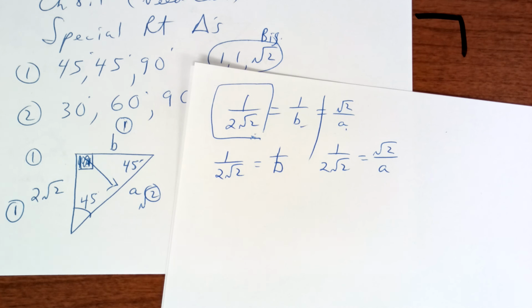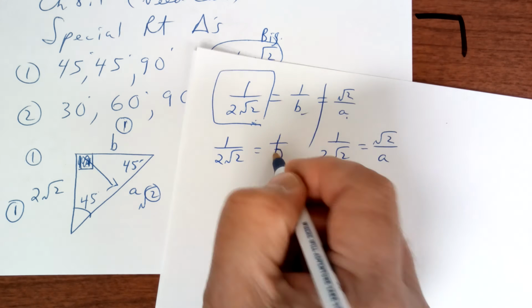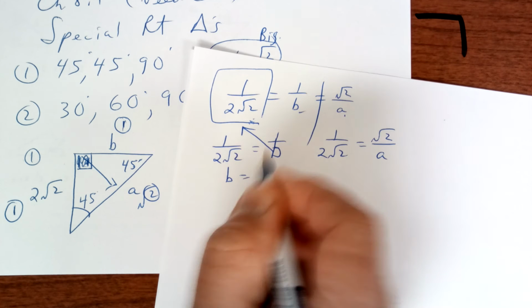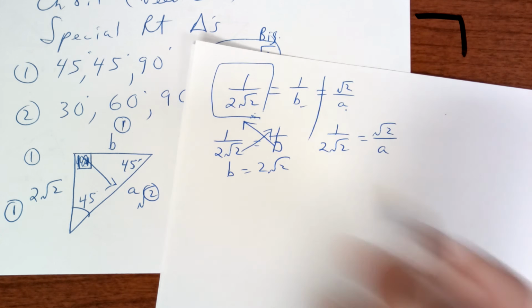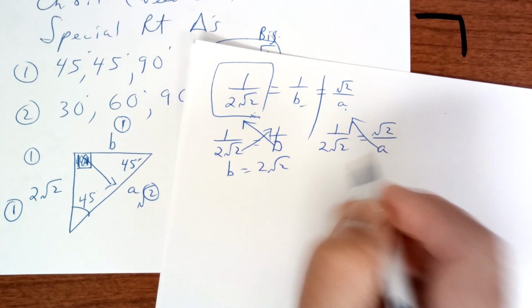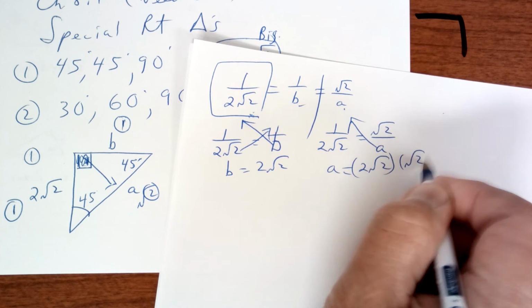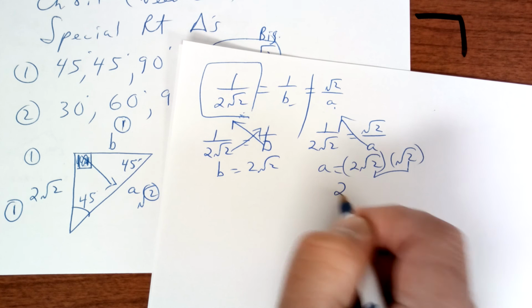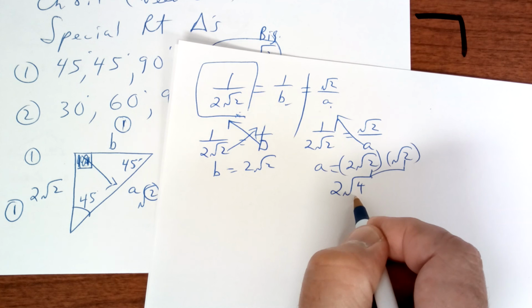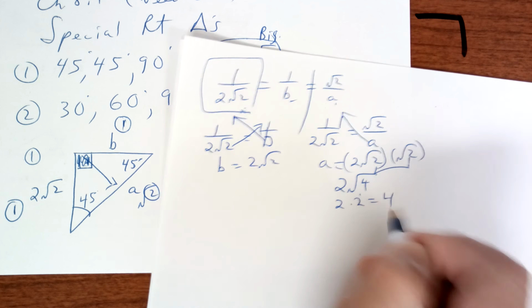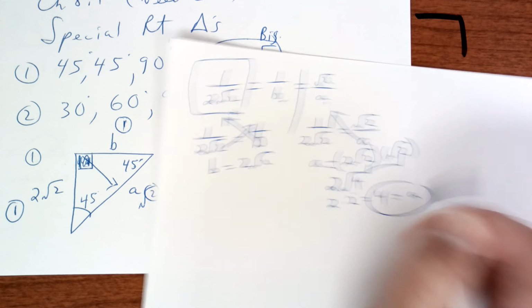Once you get to this point, you cross multiply. So b is equal to 2 square root of 2. This one is a is equal to 2 square root of 2 times the square root of 2. 2 times 2 is 4, so that's 2 square root of 4, and the square root of 4 is 2, so 2 times 2 is 4, which is what a equals. Now I want you to try one.